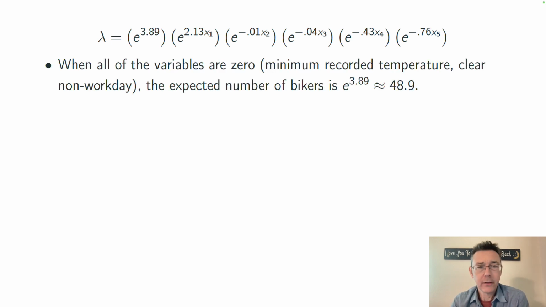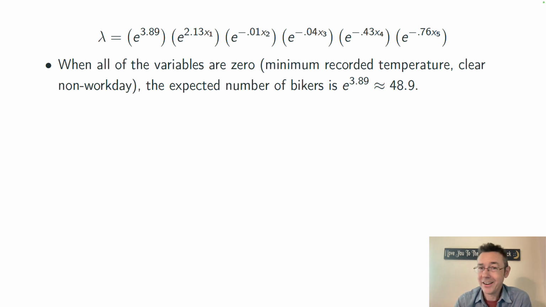So when all of the explanatory variables, x1, x2, x3, x4, x5, are 0, all of these exponentials become 1. So lambda is e to the 3.89. And that gives us a really easy interpretation for beta naught, for 3.89. When all of the variables are 0, which corresponds to the minimum recorded temperature, which, if you remember, was negative 9 degrees C, with 0 for each of the indicator variables, meaning that it's not a work day and the weather is clear, the expected number of bikers is e to the 3.89, or 48.9 bikers. In this case, that's a realistic interpretation of the beta naught.